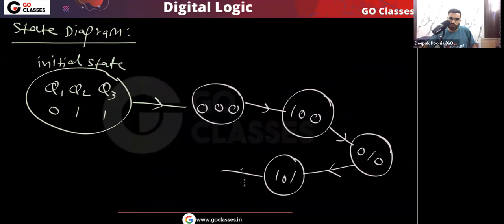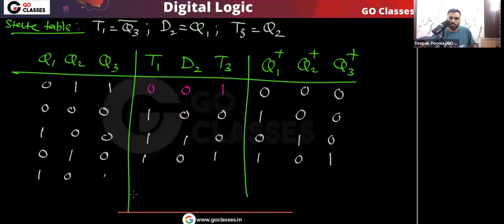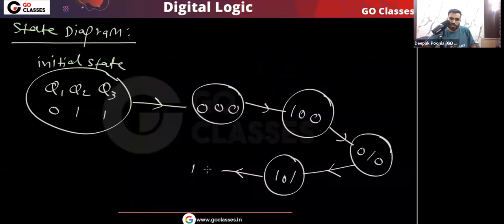Now from this 1, 0, 1, what will be the next state? So here you can see this T1 is Q3 complement, correct? Okay, next you can see this D2, this is Q1, and this T3, this is Q2. Now you can see this Q2 plus will be same as D2, and this T equal to 0. So next state will be same as the present state. So that will be 1, 1. So you can see that now we are going to 1, 1, 1. So I can say that the next state is 1, 1, 1.